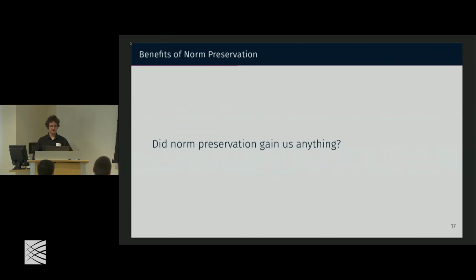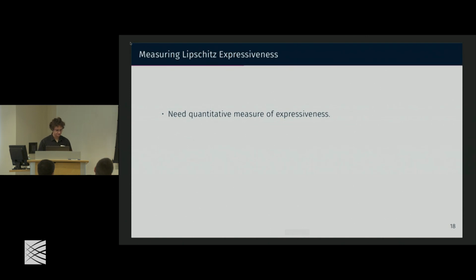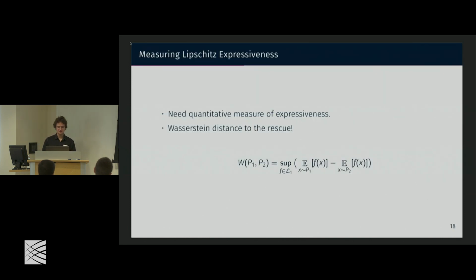Okay, so these are the tools we want to use in our network. So did this idea of norm preservation gain us anything? So we need a way to quantitatively evaluate how expressive our networks are. And here, actually, the Wasserstein distance comes to our rescue, or specifically the dual form of Wasserstein distance.